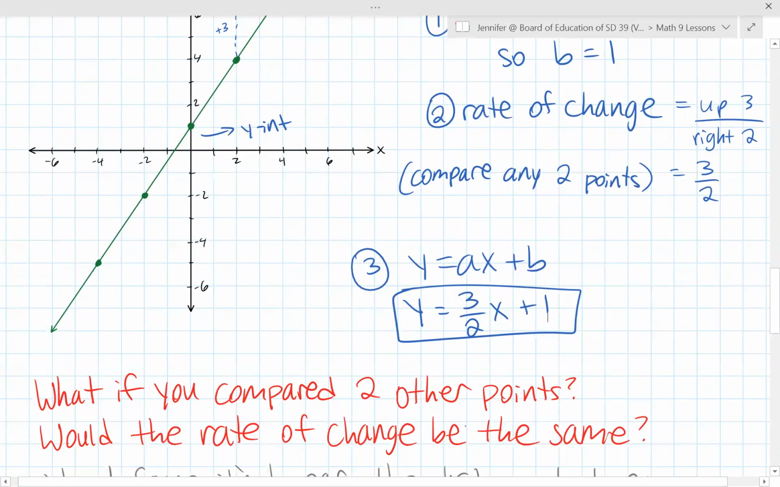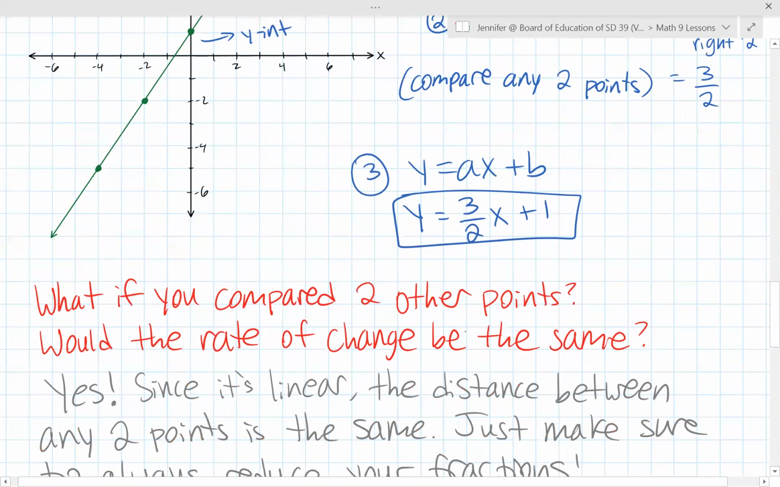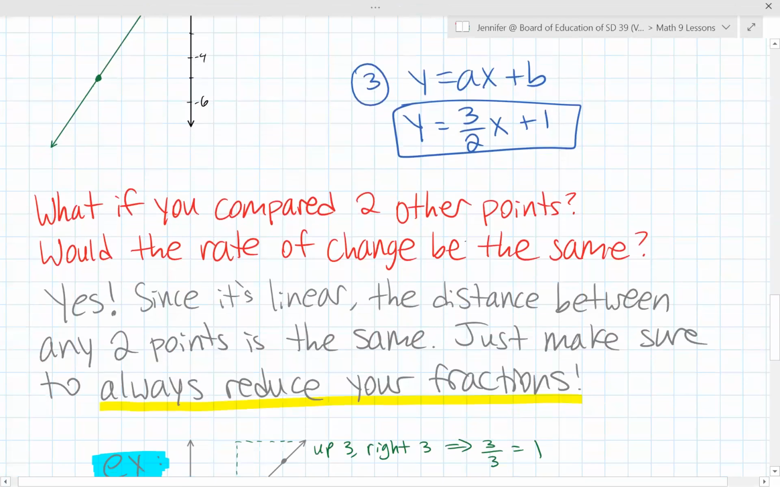So you might be wondering, what if you had compared 2 other points on the graph? Because I did say that you can pick any 2. Would the rate of change be the same? Yes, it would, because all linear relations have a consistent rate of change. So it doesn't matter which 2 points you pick, it's always going to be the same rate of change. The thing to remember, though, is you have to always reduce your fractions. Because if you don't reduce your fractions, it might look like they're different rates of changes, but once you reduce it, it should be the same.